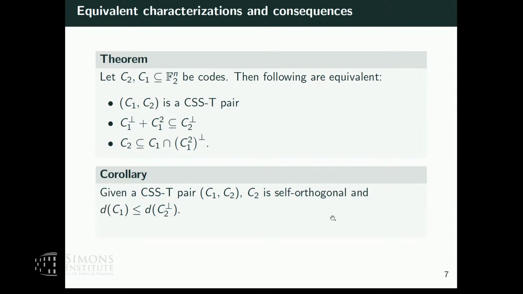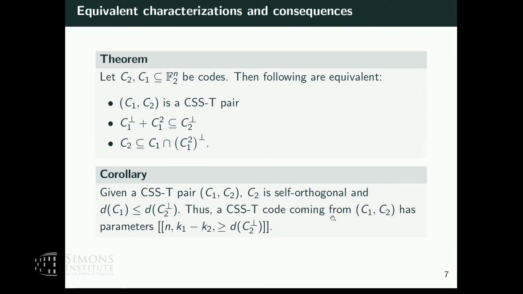When I say the distances, these two distances are the ones that show up in the CSS construction that give rise to the lower bound on the minimum distance of the quantum code. And so what that means is if we have a CSS-T code coming from such a pair, then the minimum distance is bounded below by the minimum distance of the dual of C2.